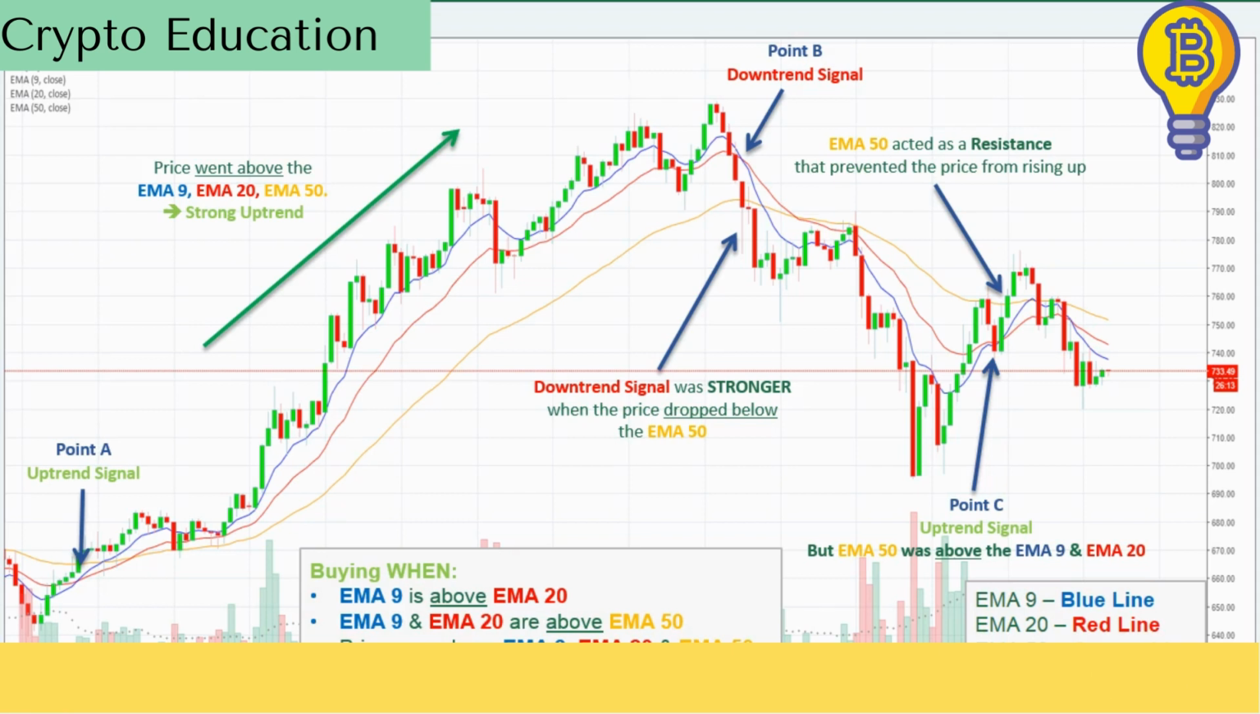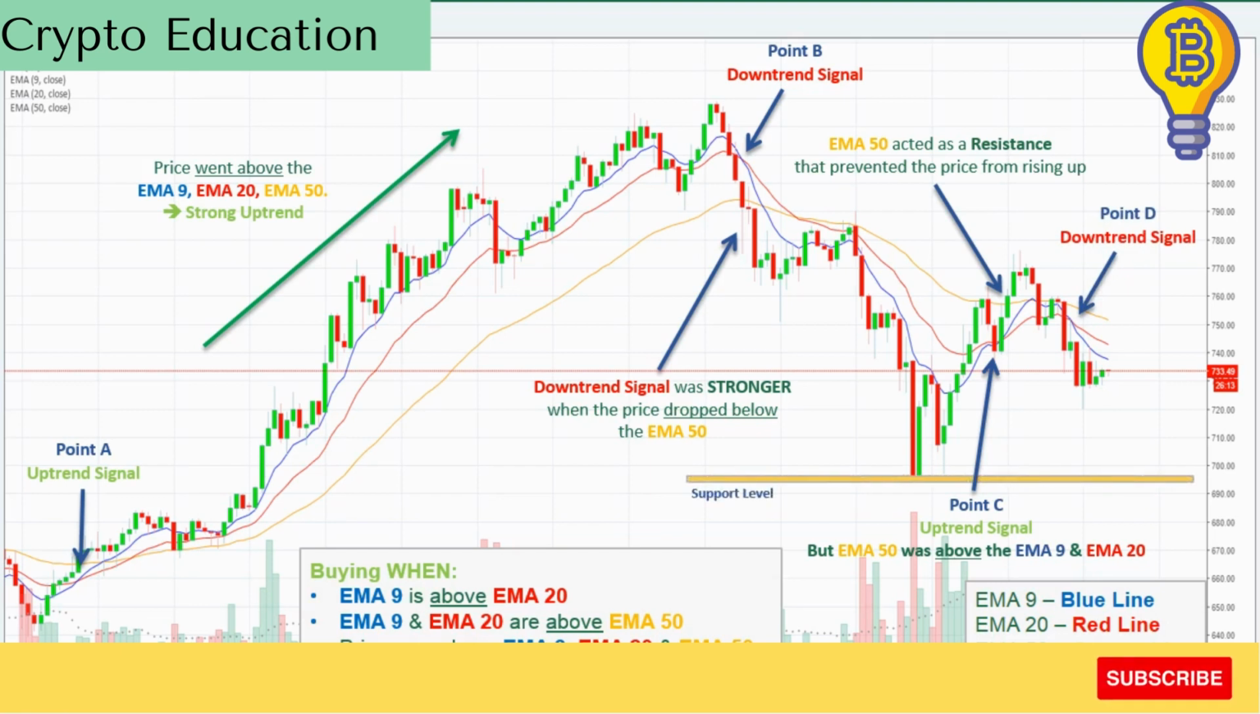The trend reversed again when the EMA 9 crossed below the EMA 20 at point D. As you can see, we have a support level here at $695. So in this case, we can guess that the price will drop to $695 and then bounce back up.